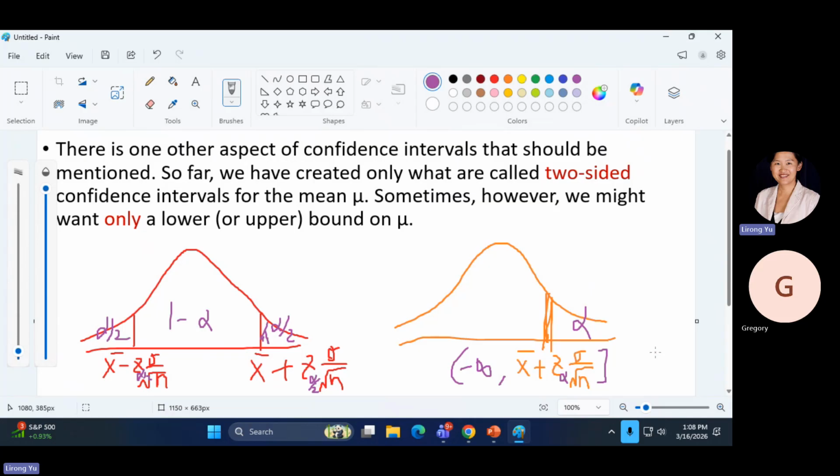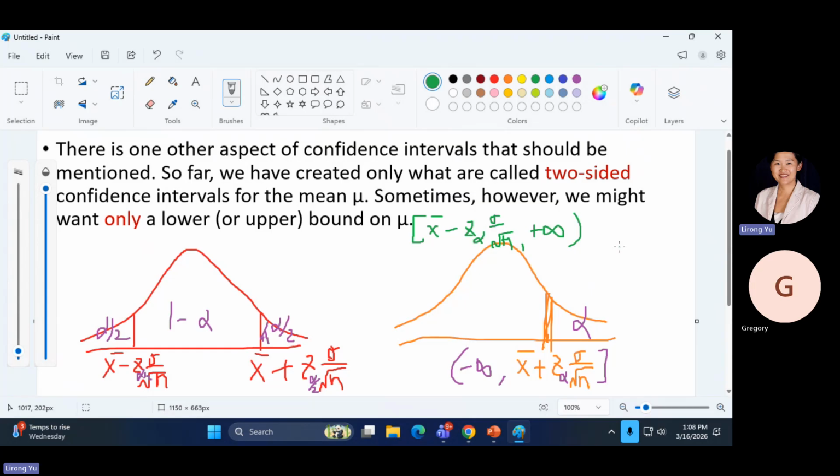If you have a two-sided interval, you have to use alpha over 2. But if you have a one-sided interval, you're going to use alpha. Are we okay? Now, if you want a one-sided interval where the only concern is the lower bound, then the lower bound will be x bar minus z alpha times the standard deviation over root n. Remember, it's going to be alpha, not alpha over 2, because it's one-sided. And of course, the upper bound will be infinity, because we're not concerned about the upper bound. We just want to find the lower bound. Those are the one-sided intervals.